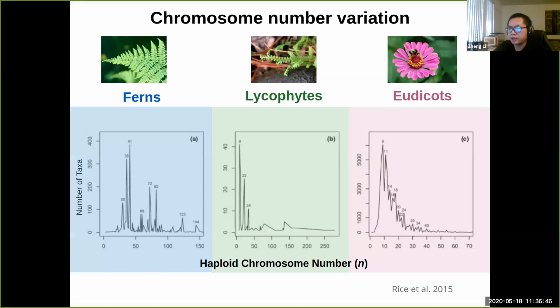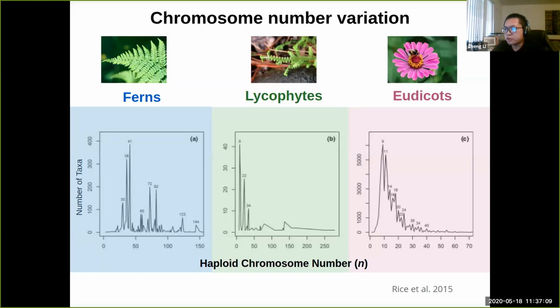People know that among major lineages, in here we include fern, lycophyte, and eudicot. Among those major lineages, there are lots of chromosome number variation exist. So for example, in the figure that we're showing you here, on the x-axis is showing you the haploid chromosome count, and on the y-axis is showing you numbers of taxa.